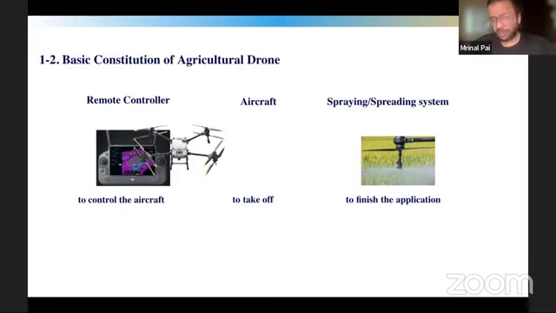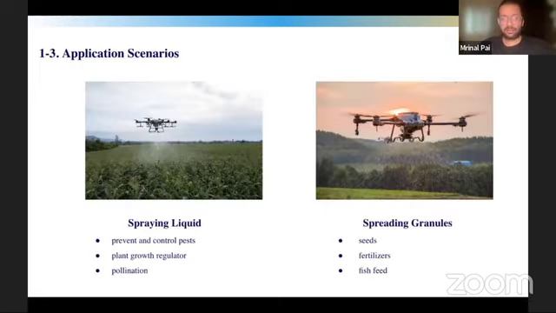Typically, an operator requires maybe 1 or 2 days of training, a minimum of 2 days to operate, including some theoretical knowledge and also operating experience, right? So the remote controller, the aircraft, and either the spraying system in the case of a liquid, or in the case of pellets, you could also have a spreading system, right? Pellets could be used at the time of sowing, for example, right? Or when we have chemicals in pellet form, right?